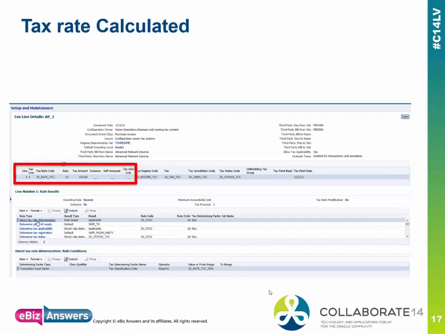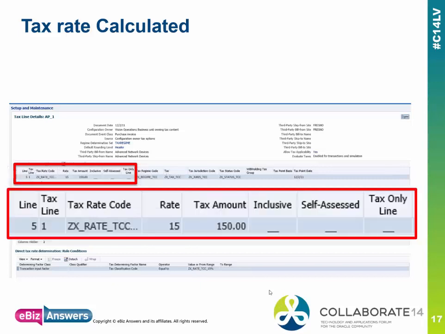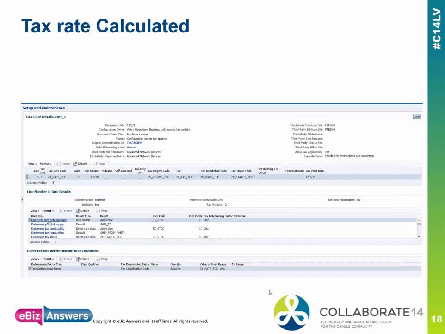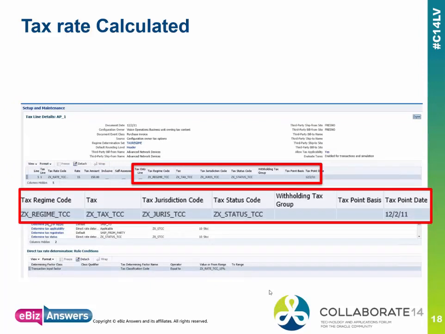So if we look here, this particular value is showing you the tax rate that's been calculated, the percentage, the amount, whether it's inclusive, self-assessed, whether it's a tax-only line. And if we go on to the next section, you can see here that you've got the tax regime, the tax, the jurisdiction code, the tax status. So absolutely everything that has been calculated or is linked to the tax rate that has been pulled back.